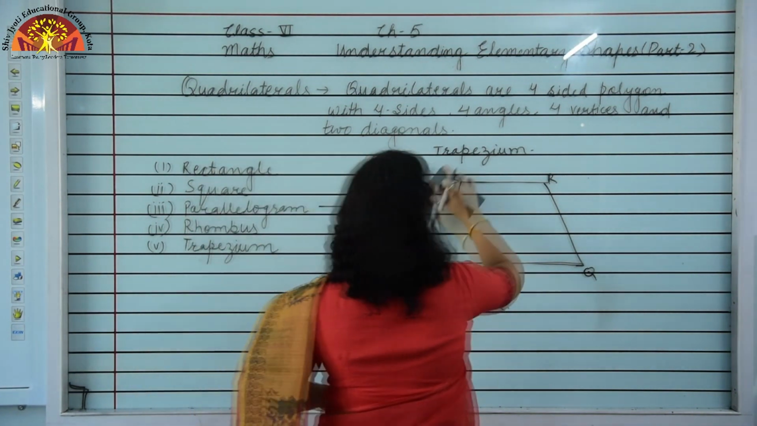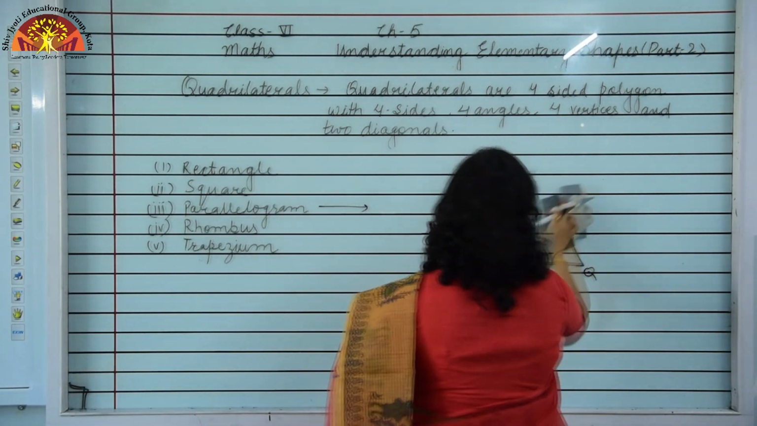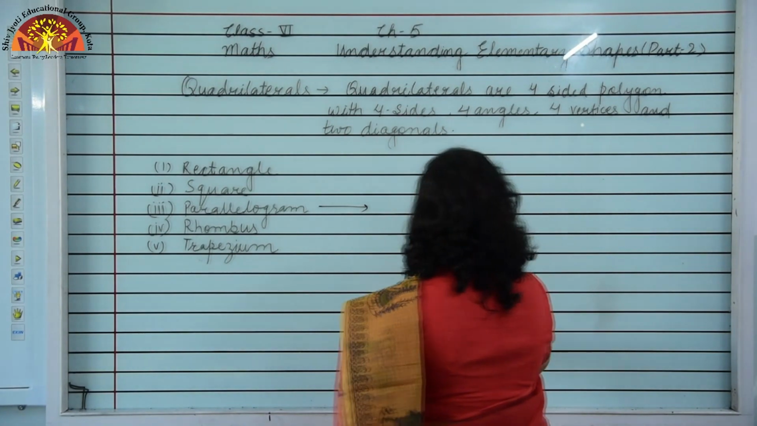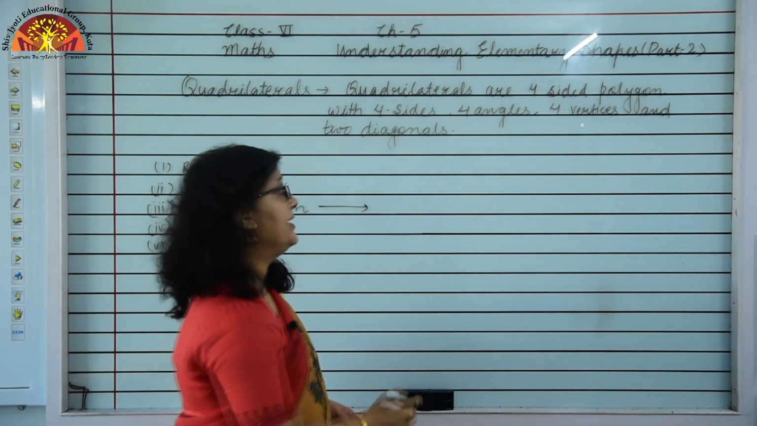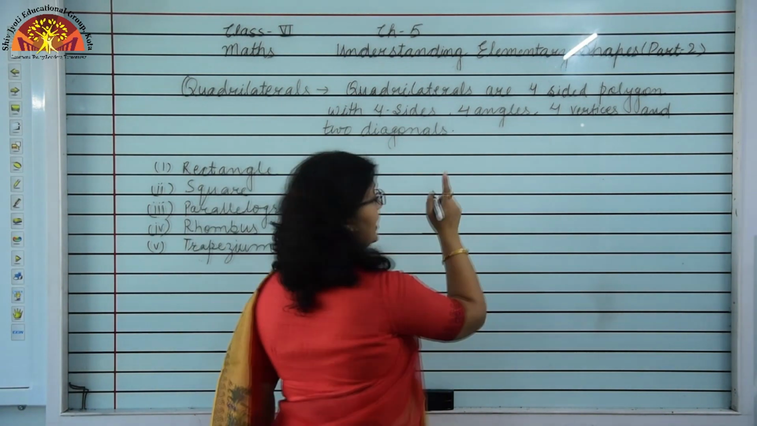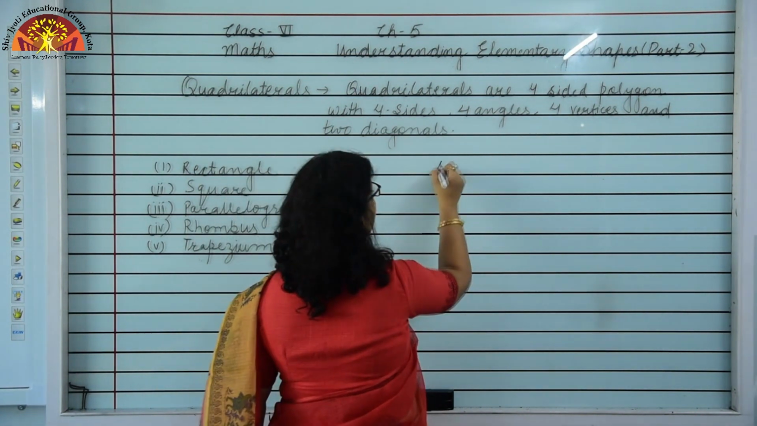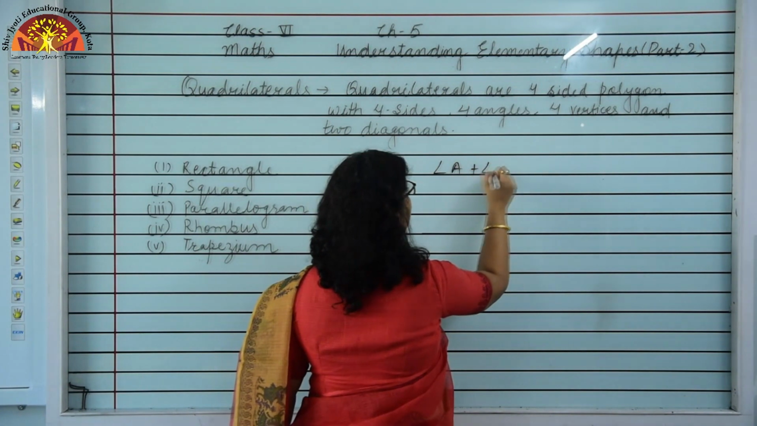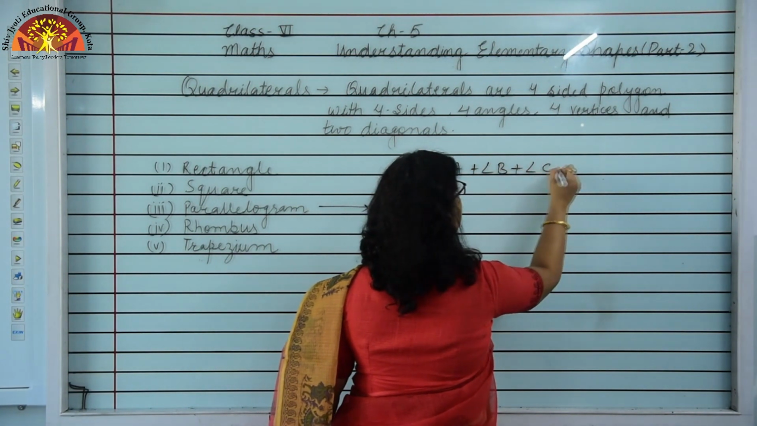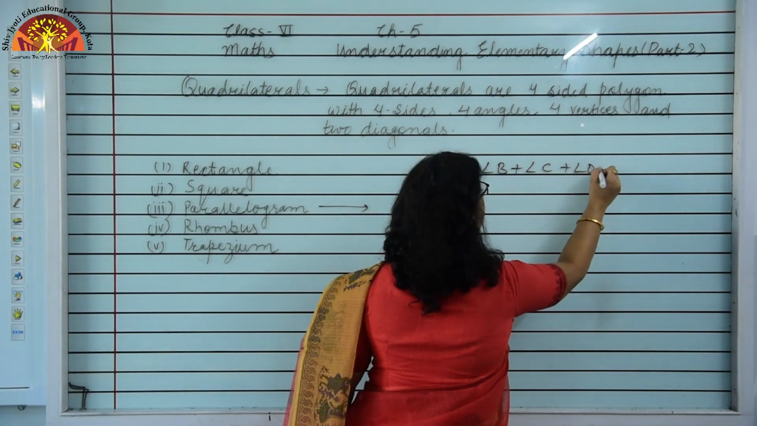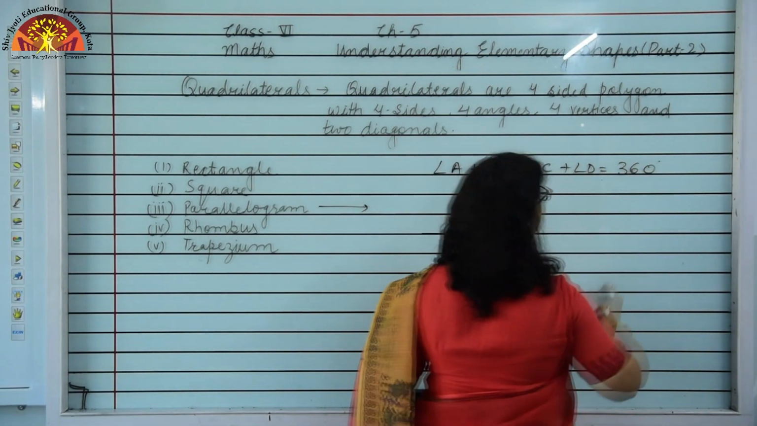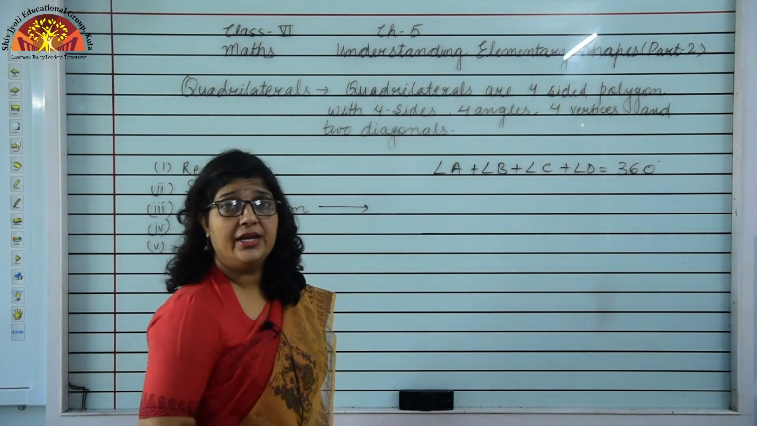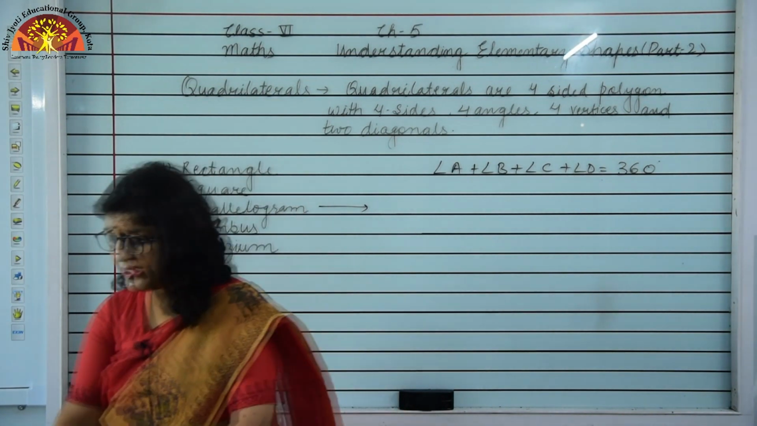Now students, you know the sum of the angles of a quadrilateral is 360 degree. Means in a quadrilateral we have four angles, that is angle A, angle B, angle C and angle D. Sum of these four angles is 360 degree. Understood?